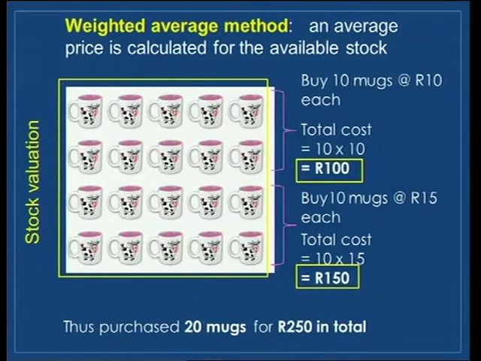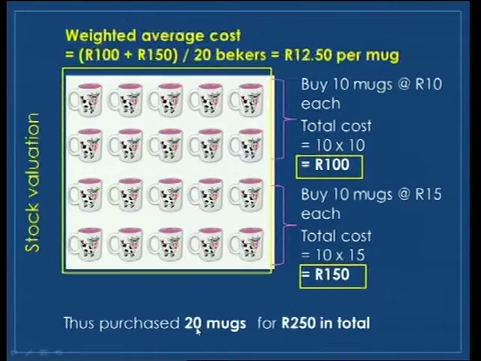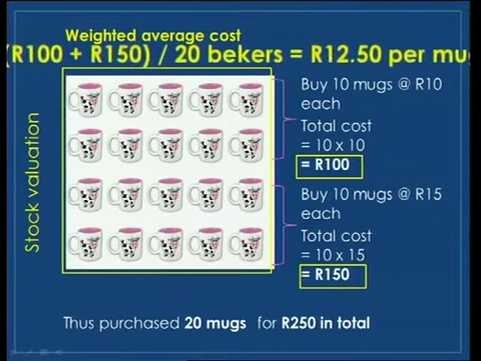So how will I now calculate the average price per mug? Okay, that's relatively easy. It's the 250, the total cost, divided by the number of units, 20 mugs. So if I do that, I get 250 divided by 20 gives me 12 Rand 50 per mug. So that 12 Rand 50, in other words, is the weighted average cost per mug.